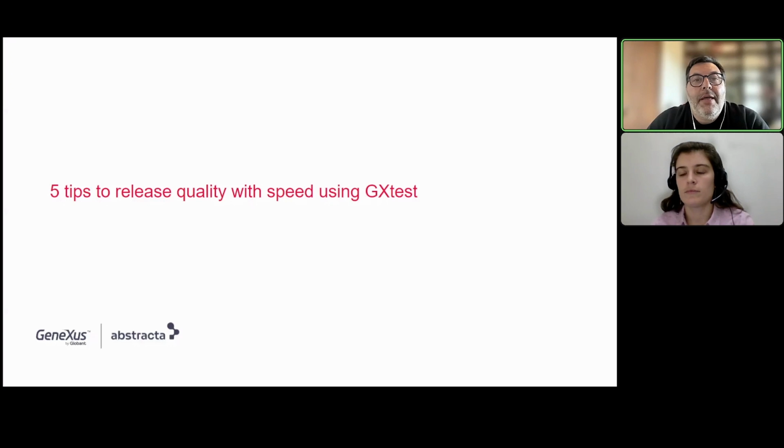Today, we will be sharing 5 tips to release quality with speed using GXtest. GXtest is an automation tool for testing, and that will give you added value and will give you quality for continuous delivery and continuous integration, and will make your developments more productive. This webinar is going to be given by Mariana Falabrino. She works with the Abstractor team.